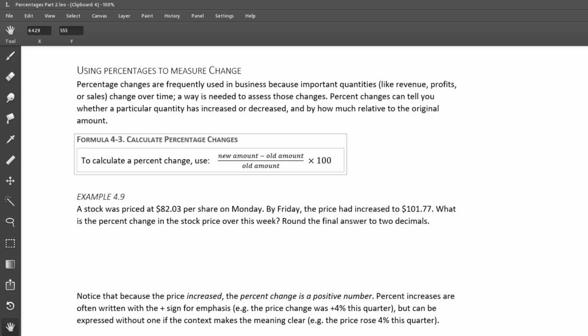So, order of operations applied to this: you don't see any parentheses on the top of that fraction, but you know that they are implied because of the way the fraction is written. New amount minus old amount is the numerator of that fraction.